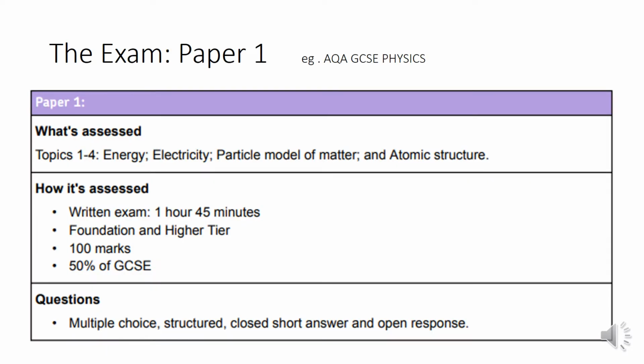And now the exam. So there are two papers generally. This is specifically for the AQA exam board. It may be different for other exam boards. In paper 1, it covers the first 4 topics, so energy, electricity, atoms, and atomic structure. It's a 1 hour 45-minute exam, which is worth 100 marks or half of your GCSE qualification. And the questions are varied, so you have short answer questions and much longer answer questions.